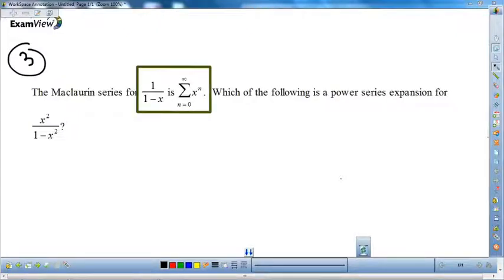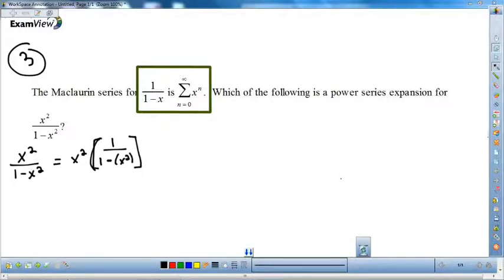So I need to rewrite x squared over 1 minus x as 1 over 1 minus x. So the first thing I'm going to do is factor out the x squared. So I can have the 1 over 1 minus x, kind of make it a geometric series. And I'm going to have that x squared.